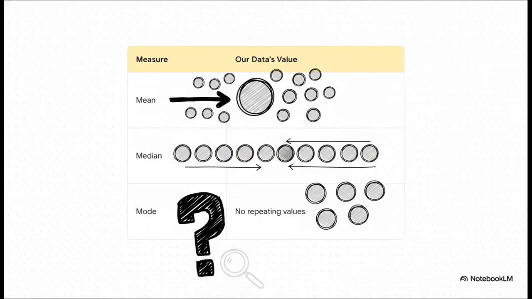So let's run the numbers on our little case file. The mean, or the average, comes out to 53.9. The median, the guy in the middle, is 53.5. But the mode? Ha! Well, would you look at that? We don't have one. Not a single number repeats. And that, right there, is our first real clue. It tells us there isn't one popular value that everyone is clustering around.